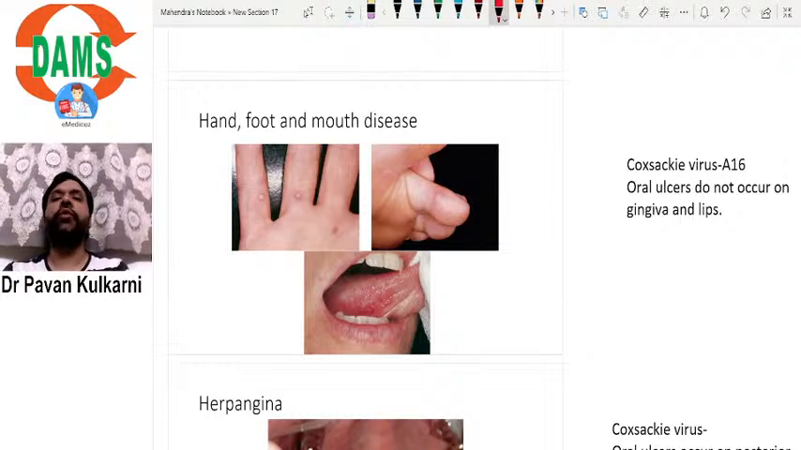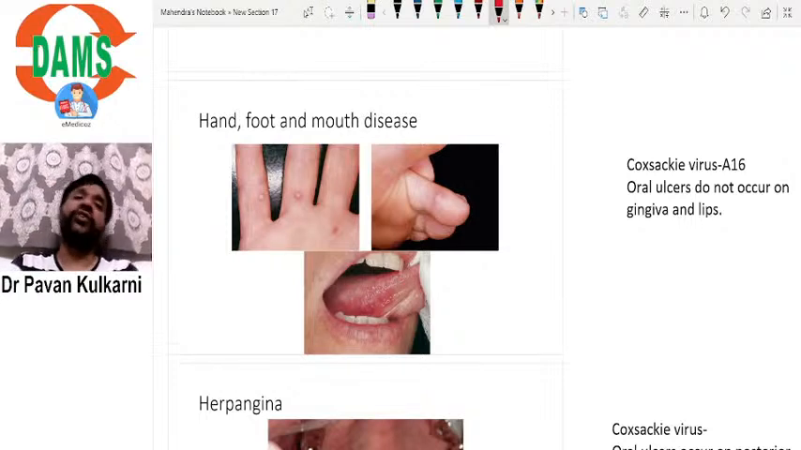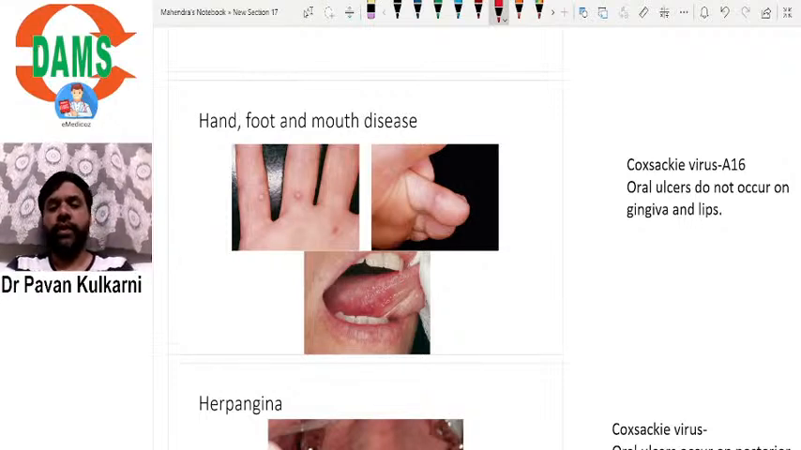Actually, hand, foot and mouth disease is caused by a Coxsackie virus, Coxsackie A16. These ulcers or lesions are never seen on the gingiva and lips. They are typically seen on the tongue.